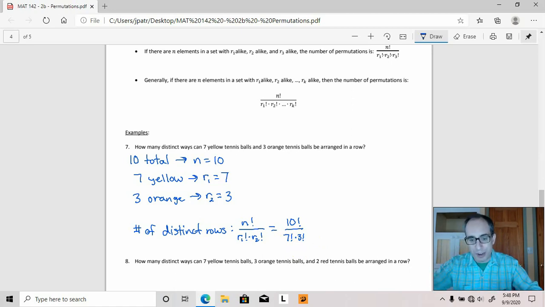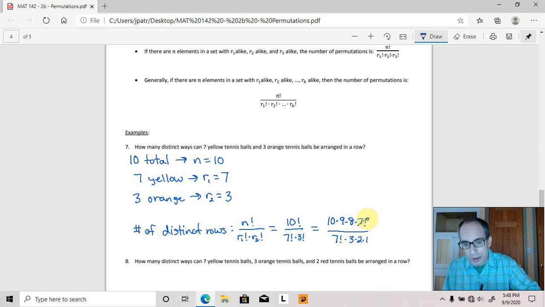I'm not going to write the 10 factorial out all the way, because I'm going to try to cancel out that 7, because that's bigger than 3, right? So I'm going to say 10 factorial is 10 times 9 times 8 times 7 factorial. And then down here, I've got a 7 factorial that I can cancel out, and then I have 3 times 2 times 1. I guess I might as well expand 3 factorial. But then you could cancel these 7 factorials, and then other than that, it's just do what you can, right?